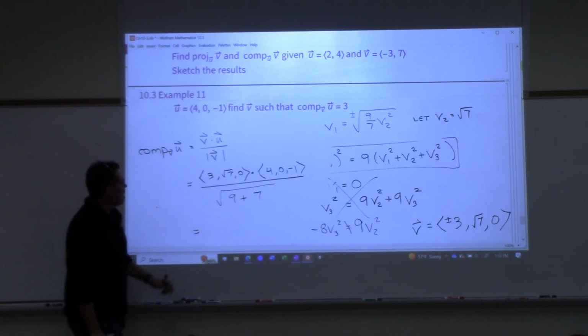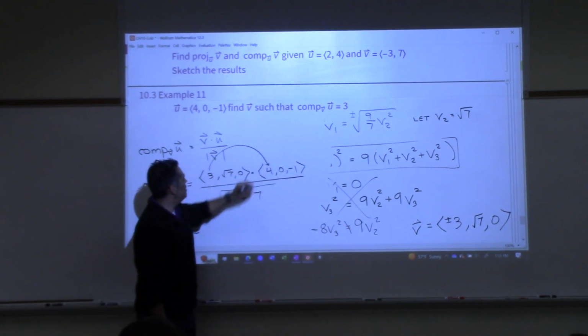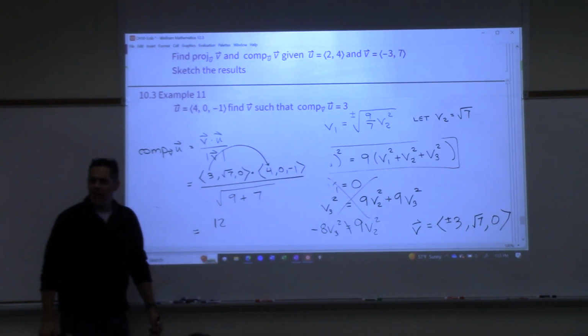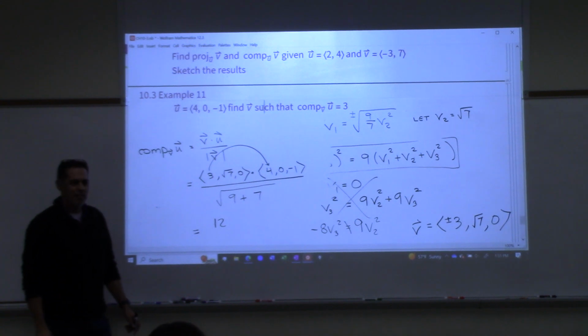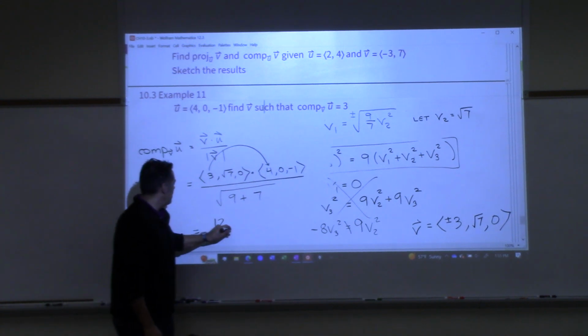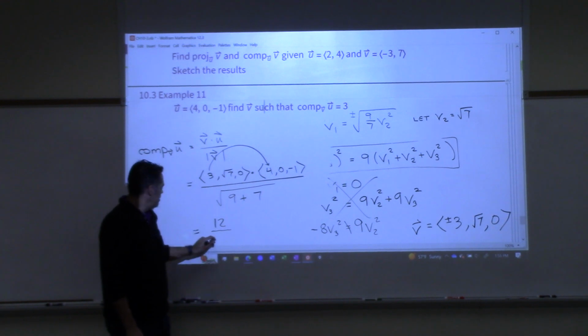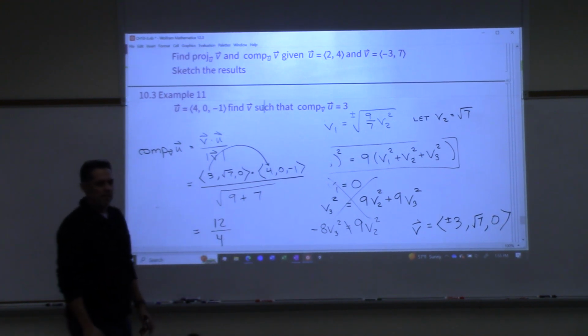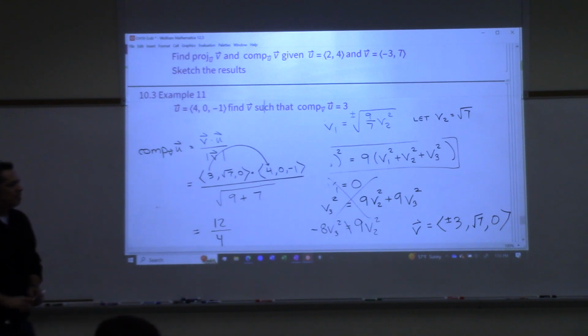Okay, what do we get when we dot up top? There to there? 12. That's all we get, right? Everything else goes away? Yeah. And then over here, that's square root of 16, which is 4, and that is 3. So that just checks that it did work. All right?